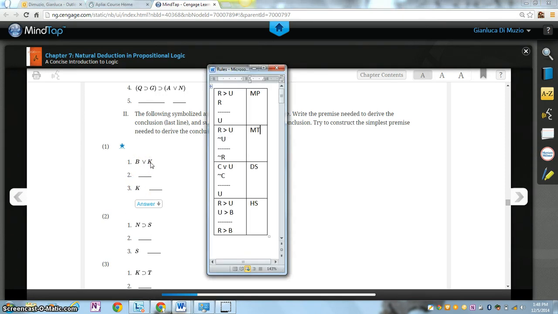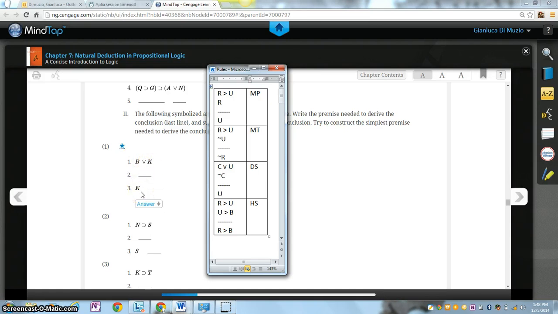So look at the rules. Is there a rule that allows me to start with an either-or and then detach the or part, the part that comes after the wedge? Well, there is one, of course. It's disjunctive syllogism. If you have C or U and not C, you can infer U. Over here, you had B or K, and you inferred K.